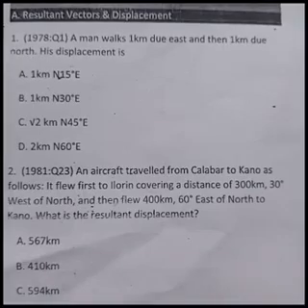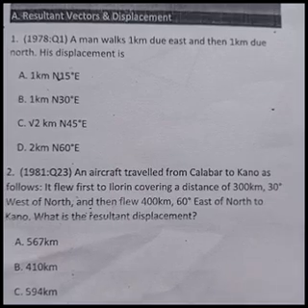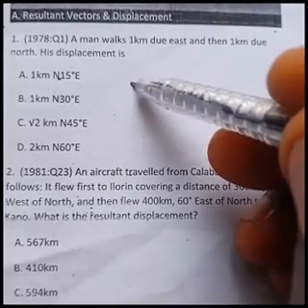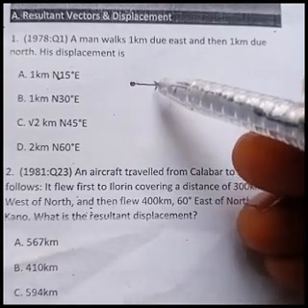Today, we are going to be solving questions on system of unbalanced forces, the concept of vector addition. Question 1. A man walks 1 kilometer due east. Let's say this is the starting point of the man. The man walks due east, 1 kilometer due east.